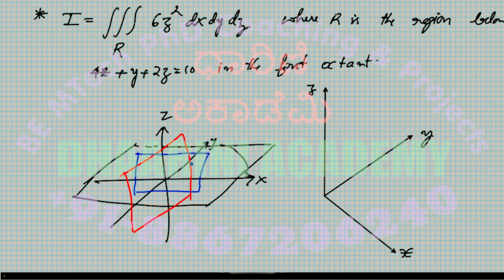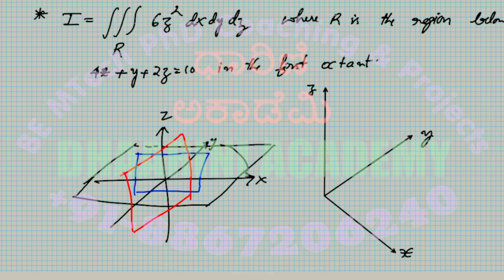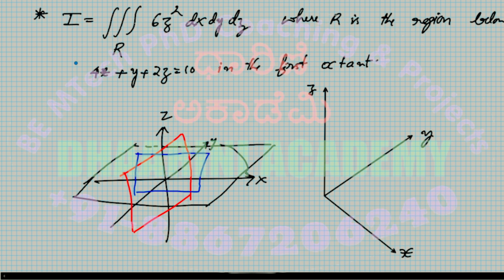When X, Y, Z are all positive, it is the first octant. When X, Y are positive and Z is negative, that's the region which is below, the second octant, and so on. So that's the octant part. Now you see this particular given equation is the equation of a plane.